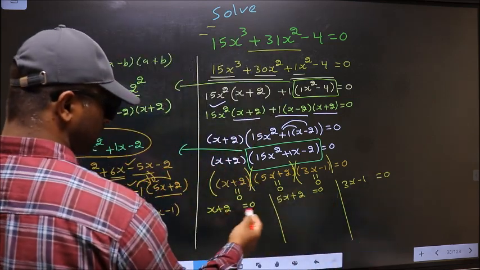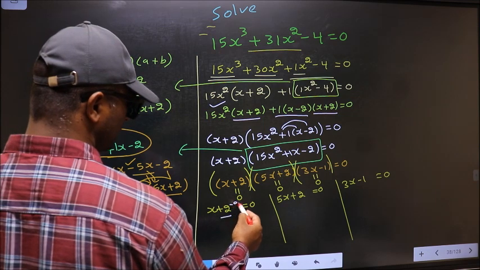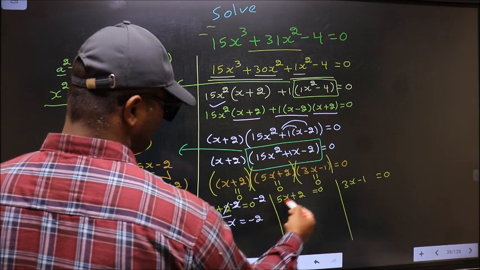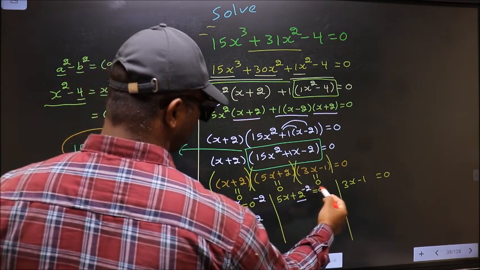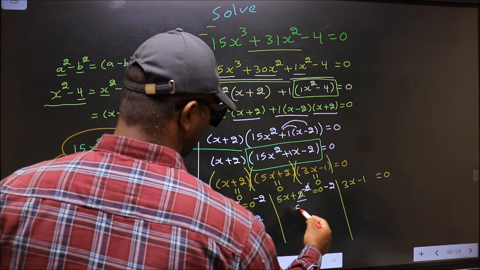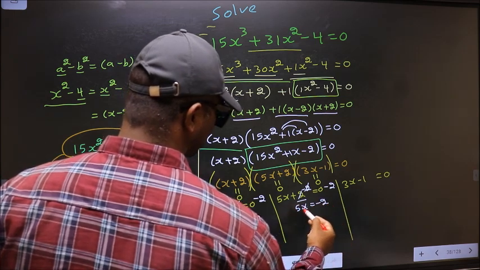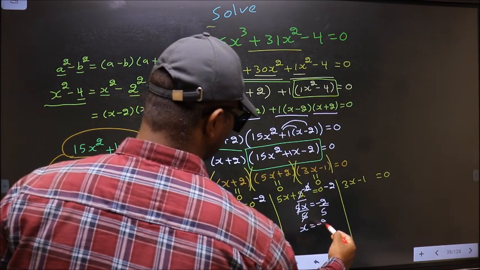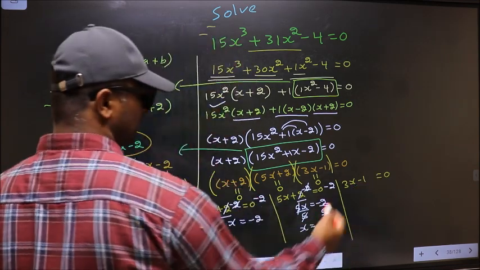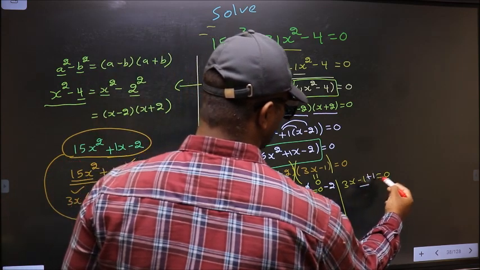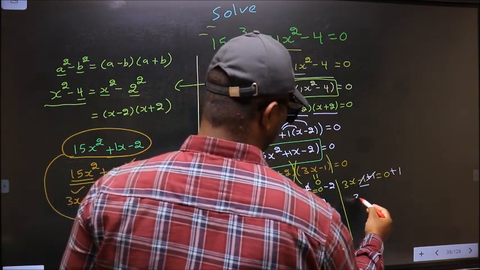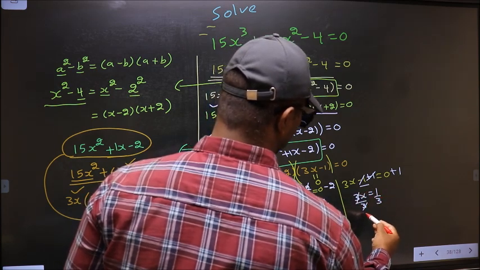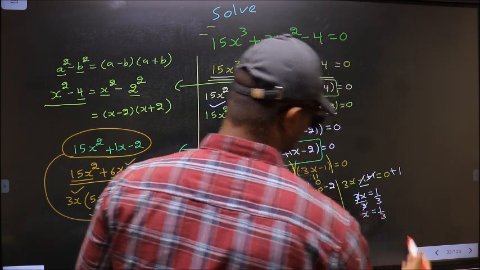Now to get x value from here, I should remove plus 2, so subtract 2. You get x equal to minus 2. Now here I should remove plus 2, so subtract 2. We get 5x equal to minus 2. Now I should remove 5, so divide by 5. We get x equal to minus 2 by 5. Now here I should remove minus 1, so add 1. You get 3x equal to 1. Now I should remove 3, so divide by 3. You get x equal to 1 by 3.